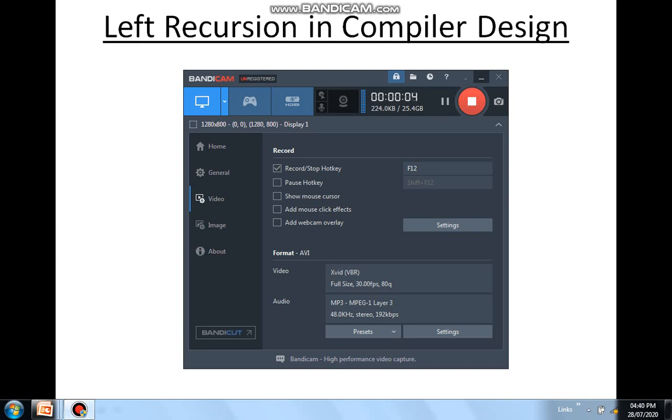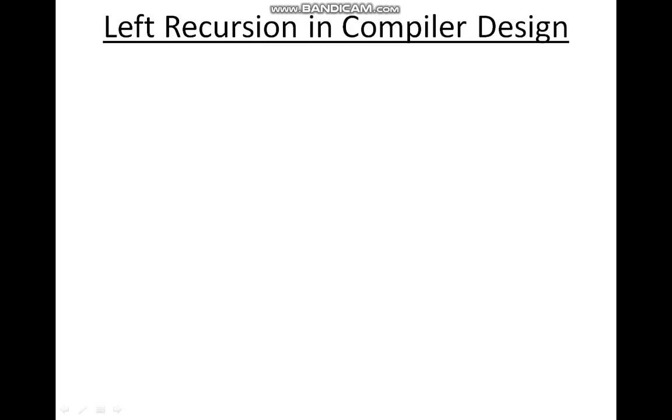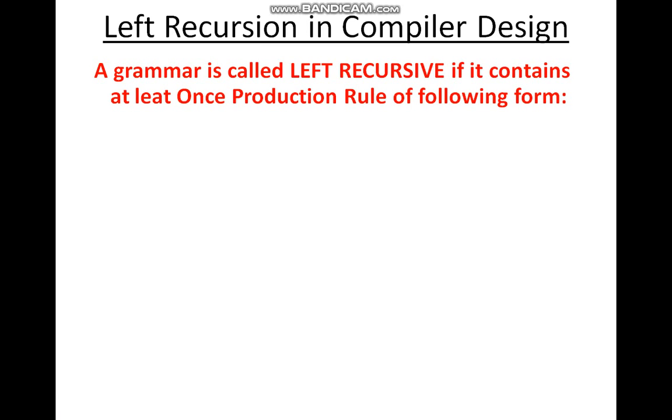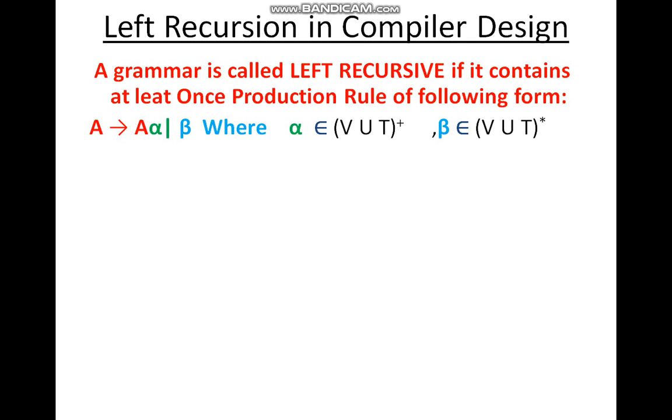Hello everyone, in this video we are going to see left recursion in compiler design. Okay, so let's see what is left recursion in compiler design. A grammar is called left recursive if it contains at least one production rule of the following form. So which form? Of this form.